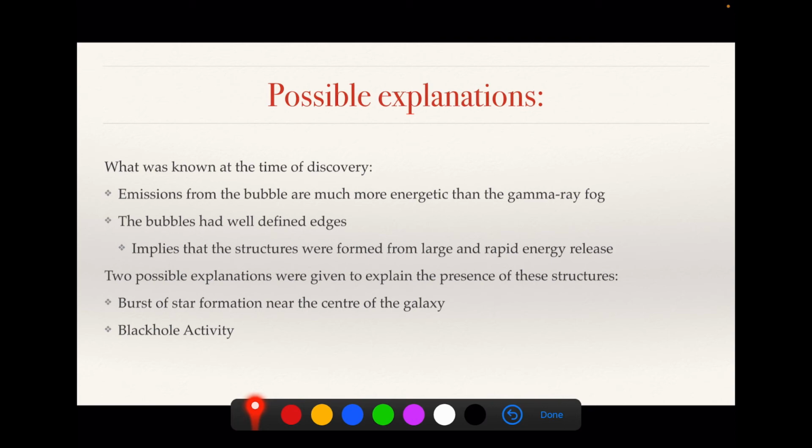These are the possible explanations that have been given to explain the presence of Fermi bubbles. So at the time of the discovery, we knew that emissions from the bubble are much more energetic than the gamma ray fog. They are actually in the giga electron volt range. The bubbles have well-defined edges, which implies that the structures were formed from large and rapid energy release, which is why you will not see any diffusion near the galactic center or near the point of origin. Two possible explanations were given to explain the presence of these structures. One of the theories states star formation as the cause of the Fermi bubbles, and the other states the cause to be black hole activity.